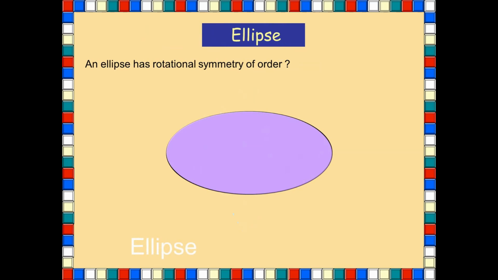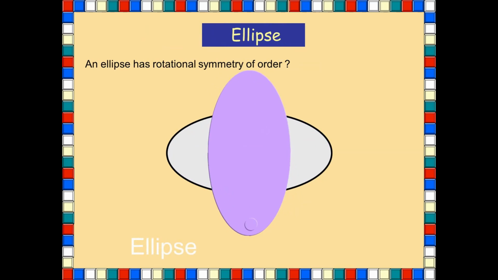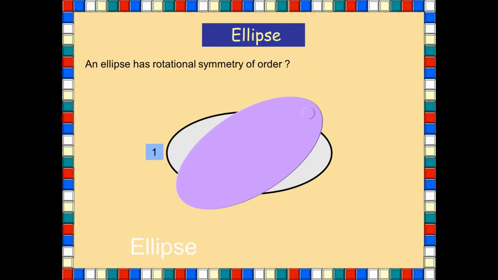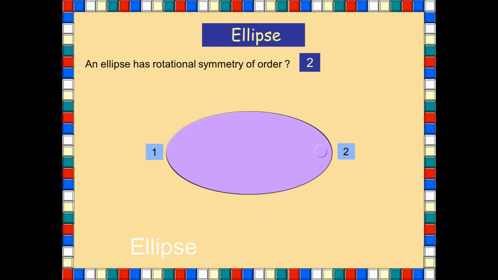And an ellipse, like an oval? Once, twice. Which leads us to think about circles. Circles have an infinite number of rotational symmetry, because wherever you turn them, they will fit on themselves. So they're a bit of a special case: infinite order of rotational symmetry.